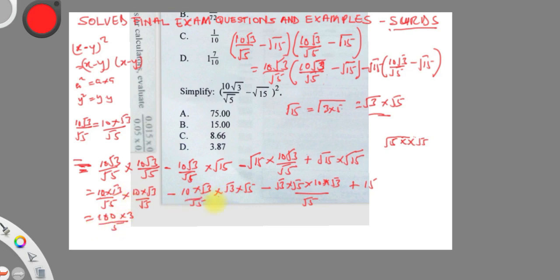Okay. So here we can do some cancellation. This square root of 5 can cancel this square root of 5, so that we get 10 times square root of 3 times square root of 3. Mind you, this is negative. So minus 10 times square root of 9. Square root of 3 times square root of 3 gives square root of 9, which is 3. So 10 times 3.